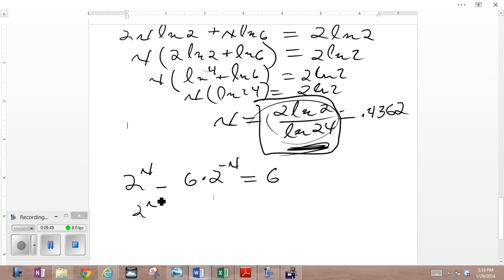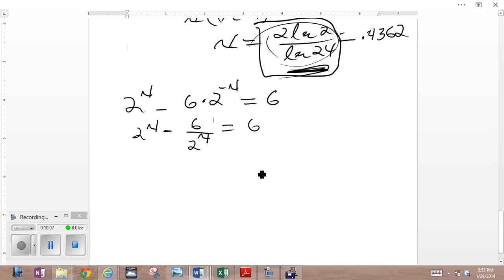That's 2 to the x minus 6 over 2 to the positive x, if you will, equals 6. Okay. Well, now what? I have a fraction now. I'm going to multiply by the common denominator, which is 2 to the x. So I'm going to get 2 to the x times 2 to the x, right?